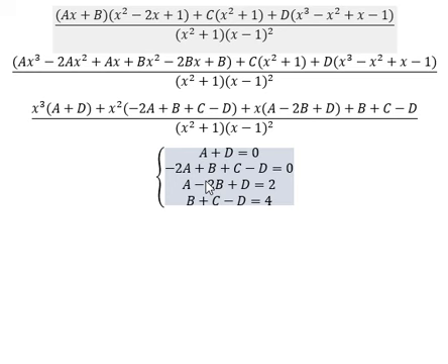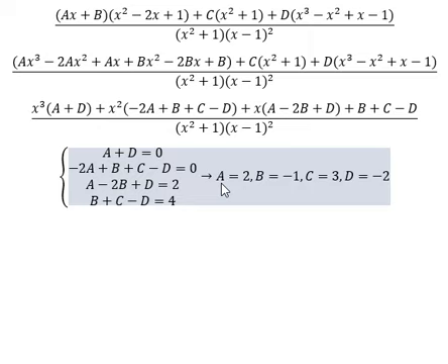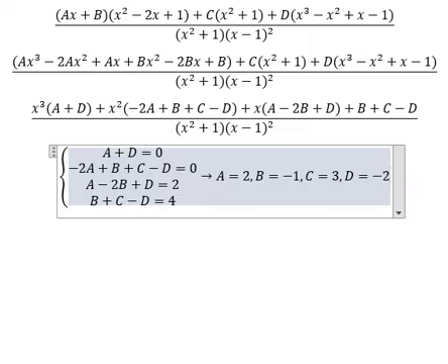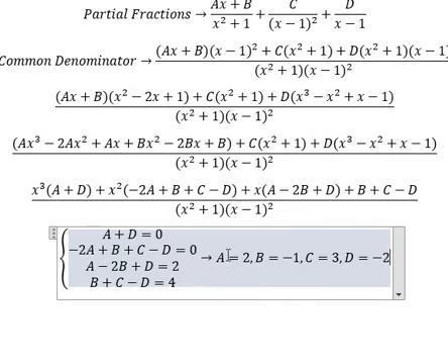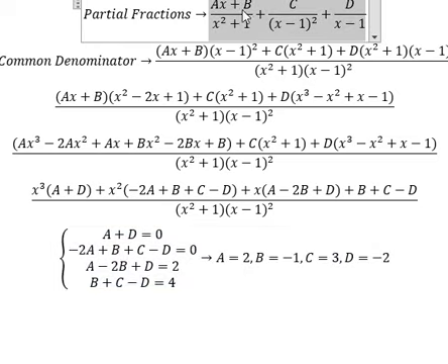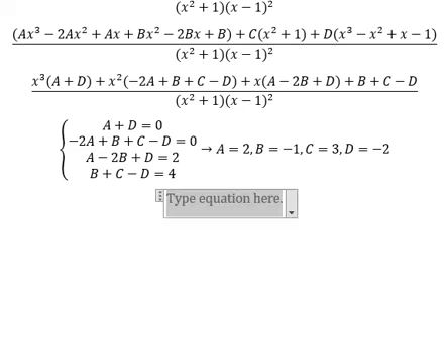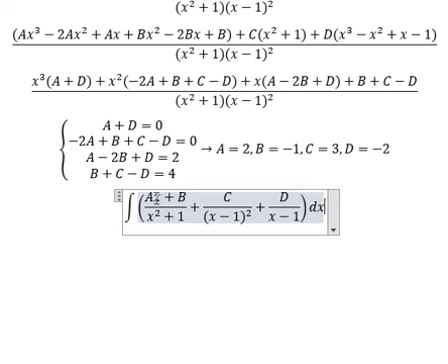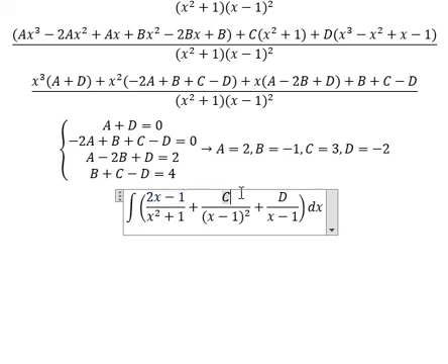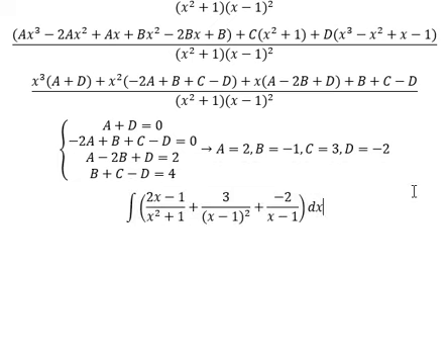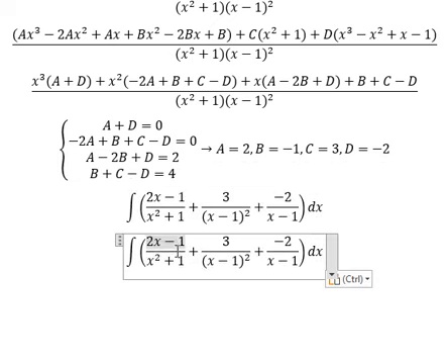And now we need to find the solutions of A, B, C, D. Here are the solutions of A, B, C, D. Now, after we get this, we can put the values in here. A equals number 2, b equals negative number 1, C equals number 3, D equals negative number 2. This one we can separate them in here.